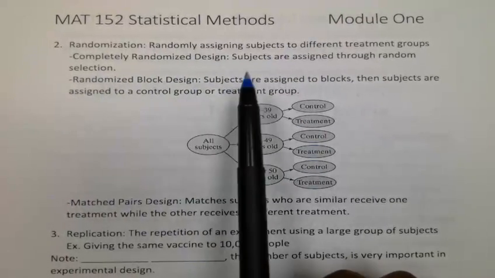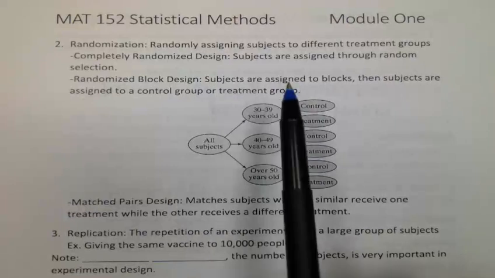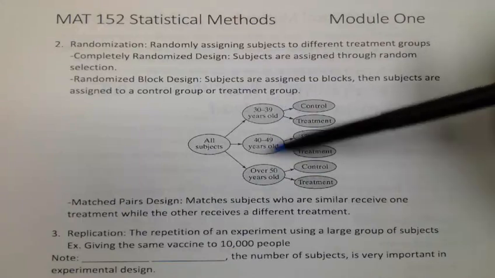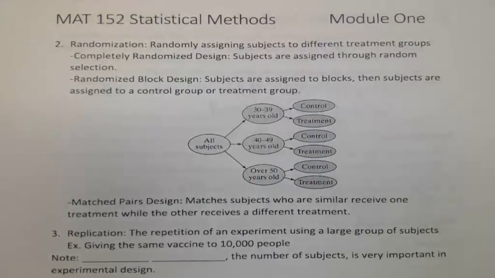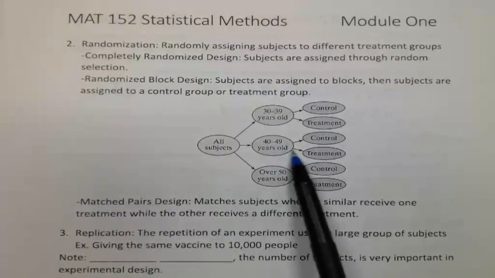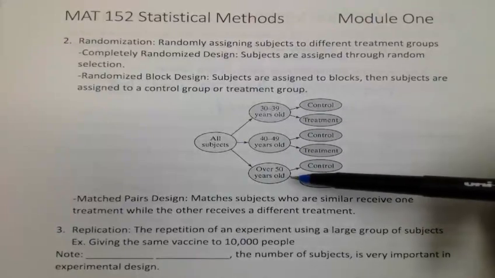Randomized block design, subjects are assigned to blocks. Then subjects are assigned to control group and treatment group. So it's like you're taking all of your subjects, you're breaking them up into different categories and making sure that you have a representation of each category. All right, so you don't want everyone in this block to be treatment, everyone in this block to be control, because something could affect one block rather than the other. So you want to make sure you have a mix of your different blocks.